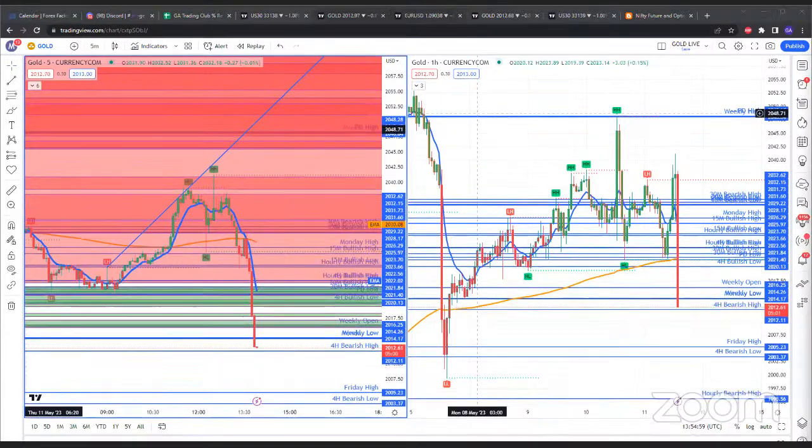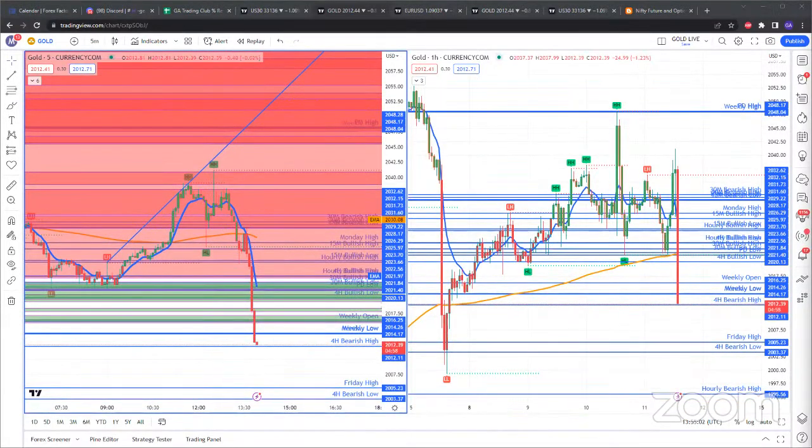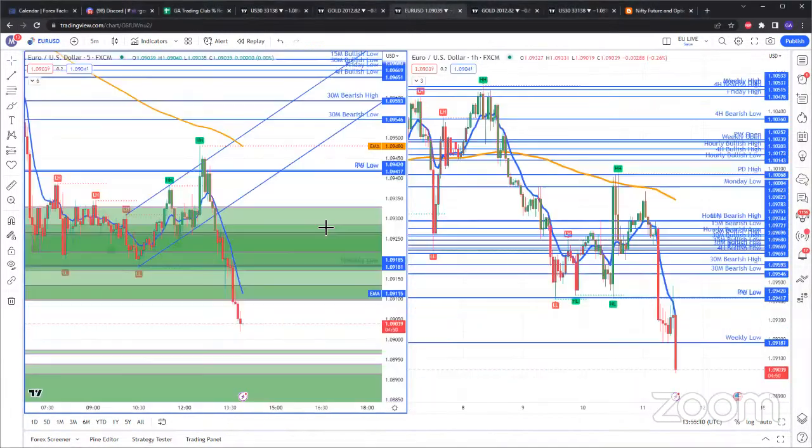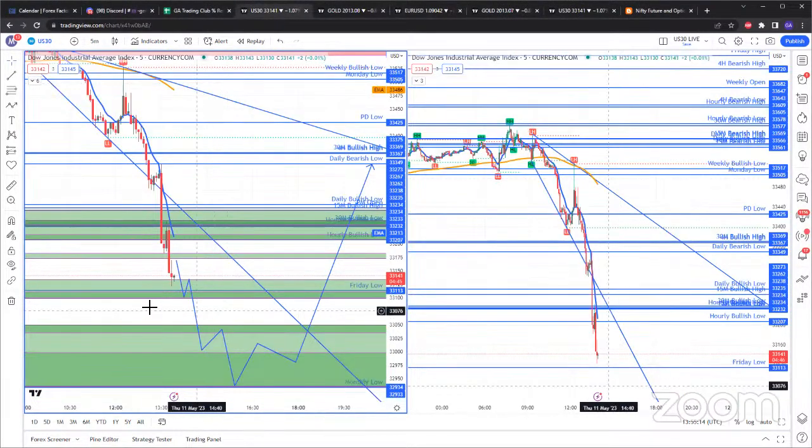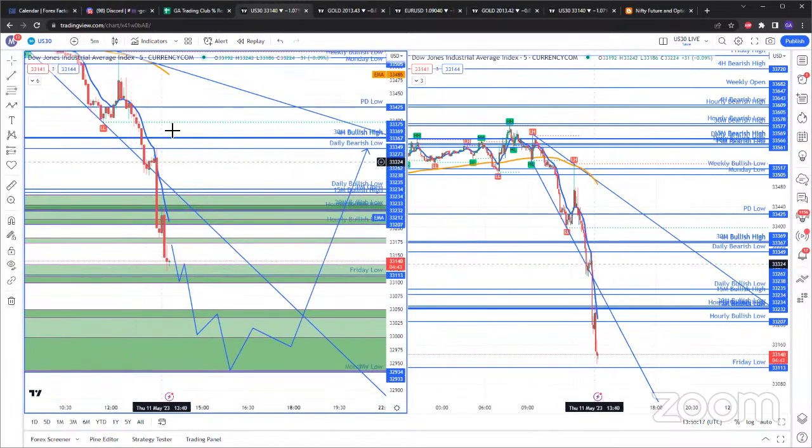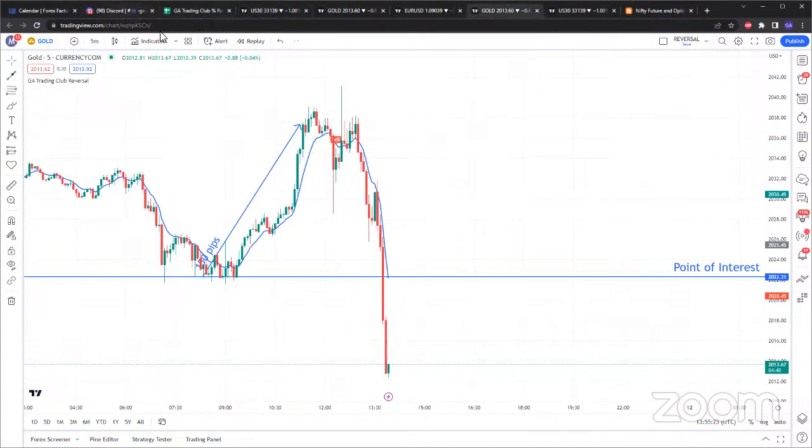If anybody has any other questions, feel free to go ahead and ask. I need to look at some other things. But the market today is bearish. So today I'm just waiting for reversal. I'm waiting for reversal on US 30 here. I'm waiting for this buy.